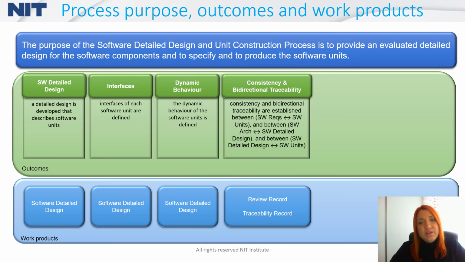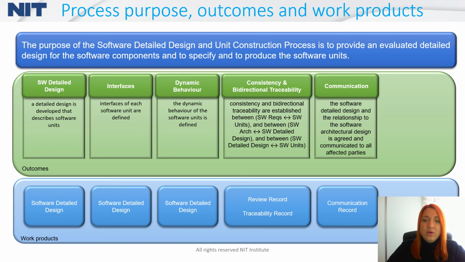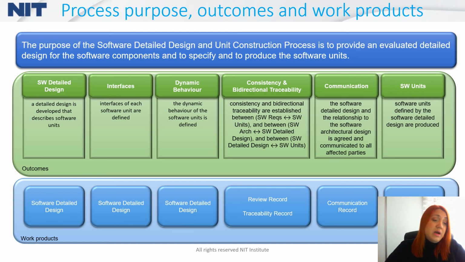And on the other side of it, you need to have the traceability in between software detail design and software unit verification. Then we have outcome, which is talking about communication. The software detail design and the relationships to the software architecture design must be agreed and communicated to all affected parties, almost similar or in the same way as we done it in the previous processes. For that, we need communication record, which could be also some issue tracking or minutes of meeting.